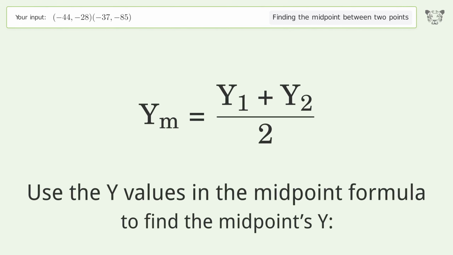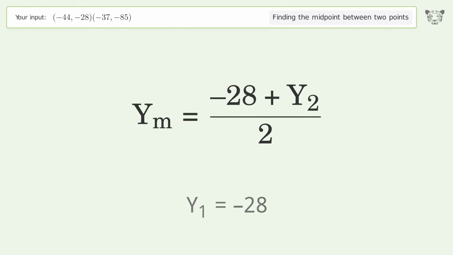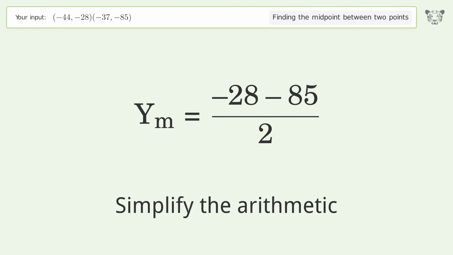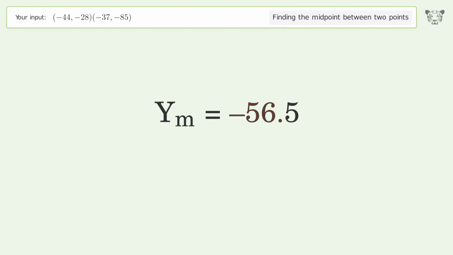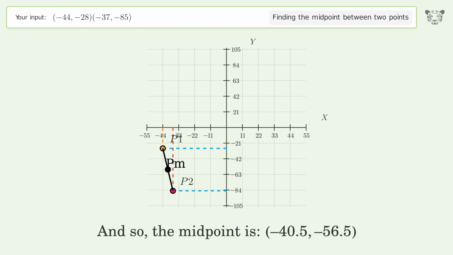Use the y values in the midpoint formula to find the midpoint's y. y1 equals -28. y2 equals -85. Simplify the arithmetic. And so, the midpoint is -40.5, -56.5.